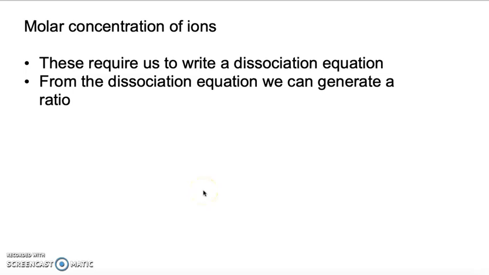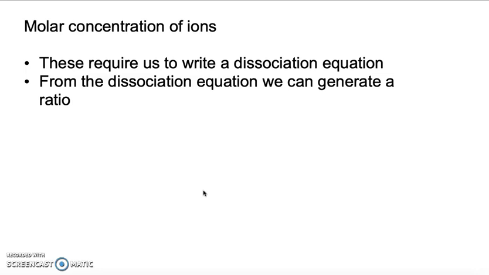out those equations. So anytime you see that something is either talking about a concentration of an ion, either because it's asking you to find one or it is giving you one, you're going to need to write a dissociation equation. And that's because from that dissociation equation, we're going to be able to generate a ratio.